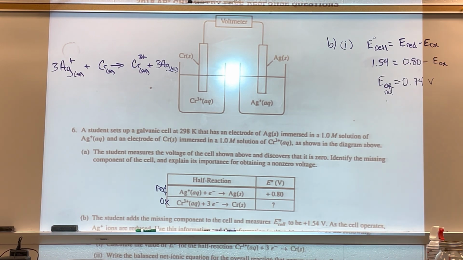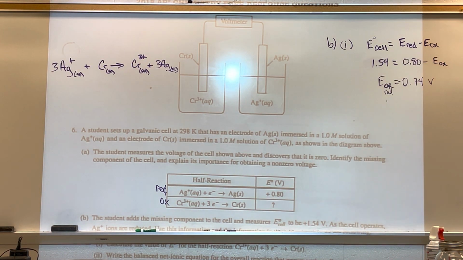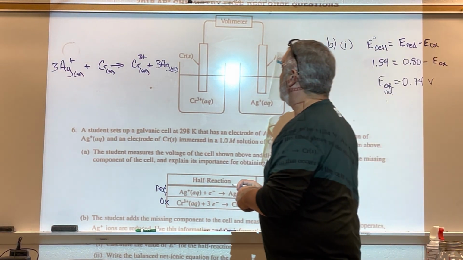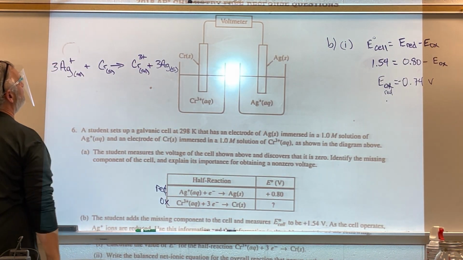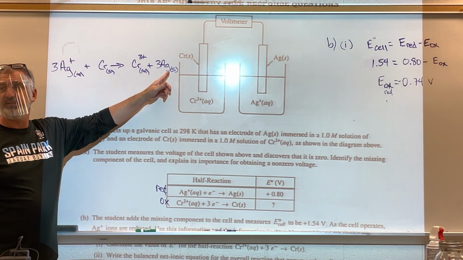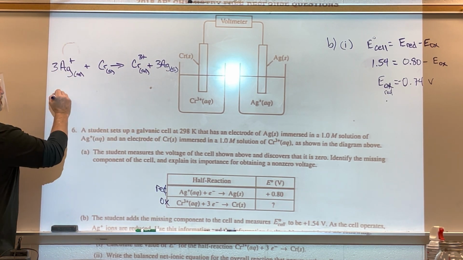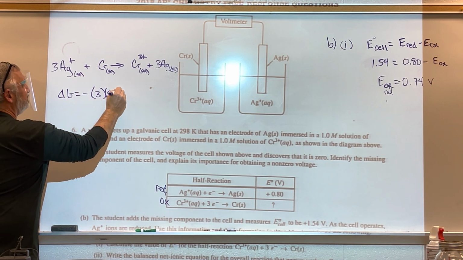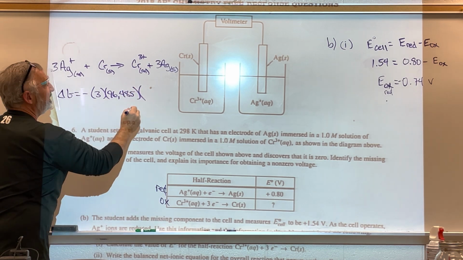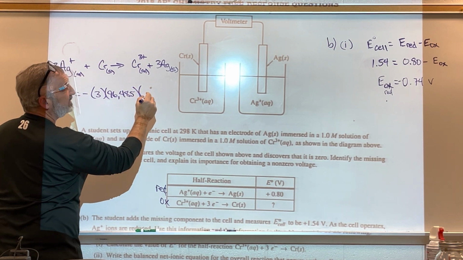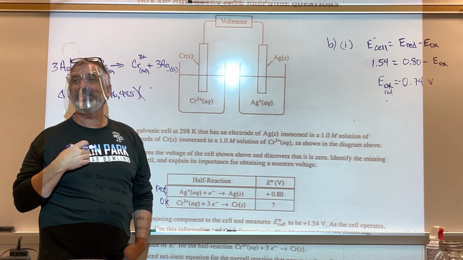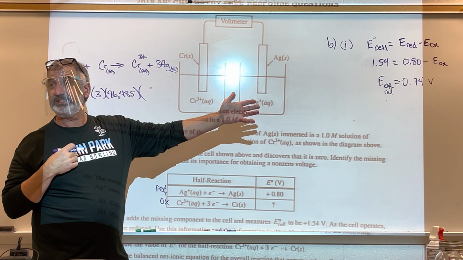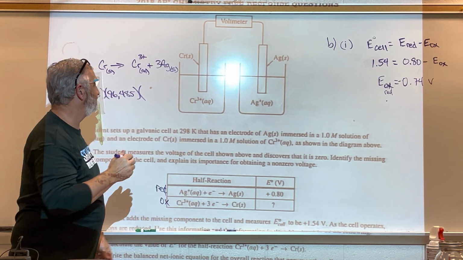And then I think this is delta G again, right? Yeah. So what's N going to equal in this one? 3, right? Because it's going from 0 to plus 3. Or it's going from 3 plus to 0. So delta G is going to equal negative 3 times 96,485 times my E cell. This is the kind of mistake I would make, is I would use the 0.74. But that's not the E cell. What's the E cell? 1.54.